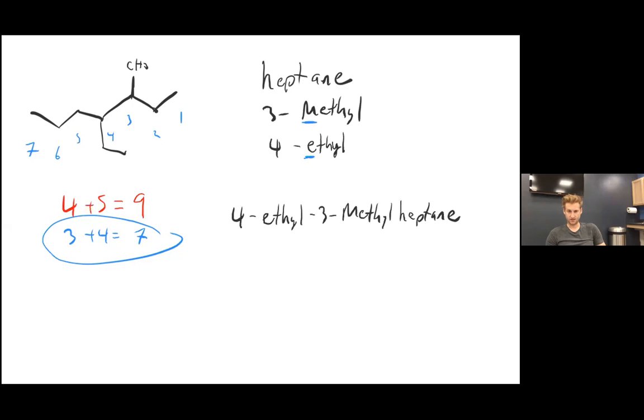So some things to pick up on here. At the end of your molecule, there's no space here. This is all one word, methylheptane. In between the two groups, so between the methyl and the ethyl, you always add a dash to separate.